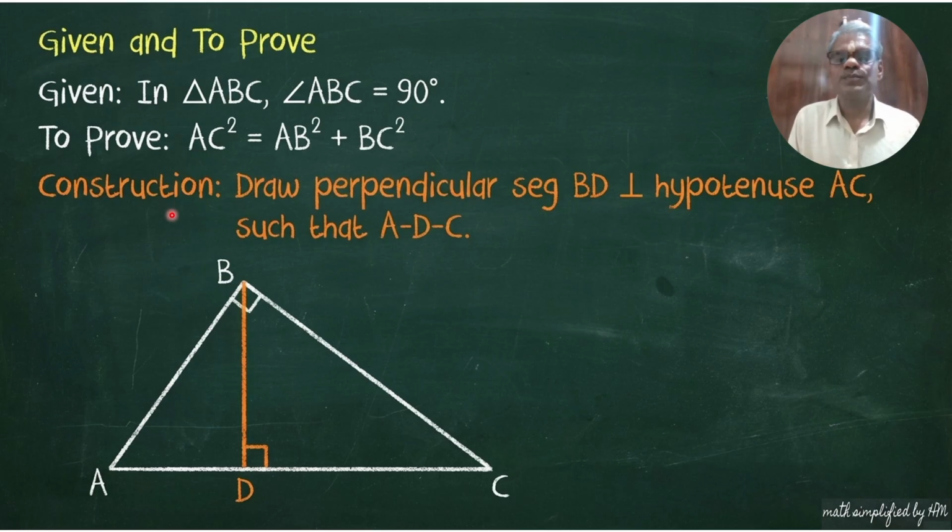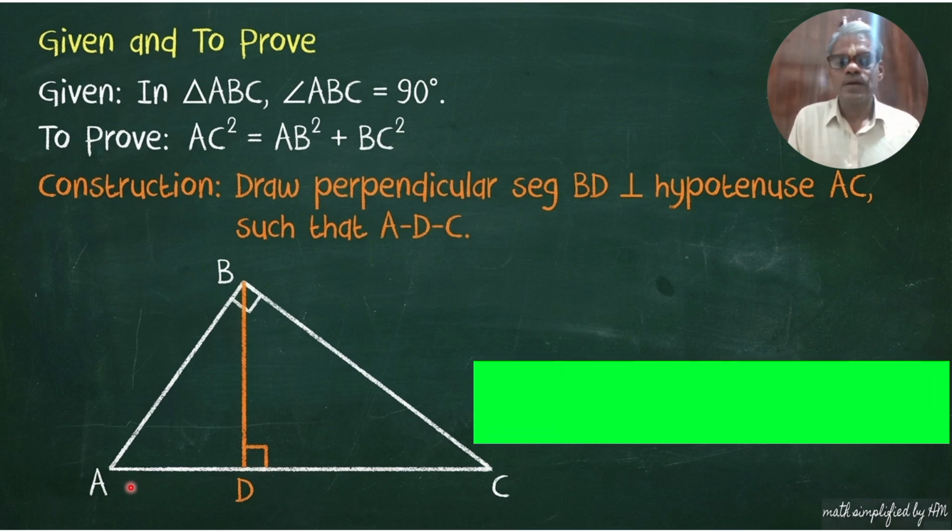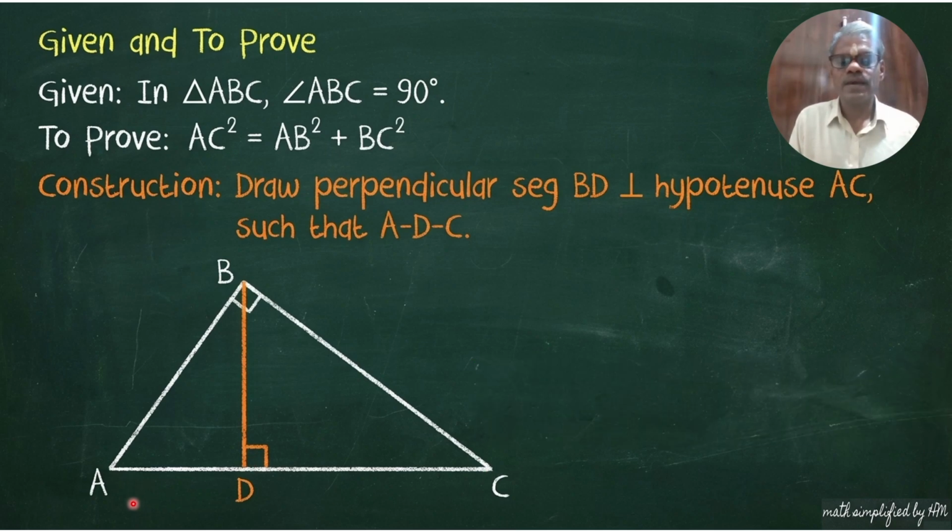To make this proof possible, we perform one crucial construction. Draw perpendicular segment BD to hypotenuse AC, such that ADC is a line. Perpendicular BD to hypotenuse AC, where D lies between A and C.